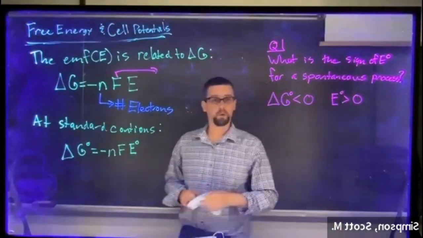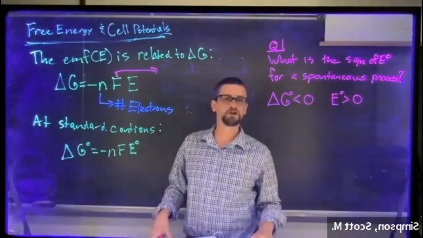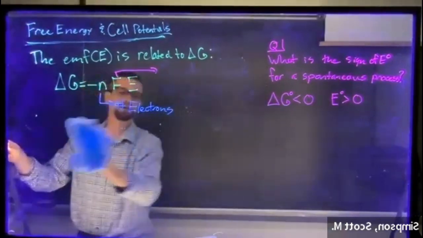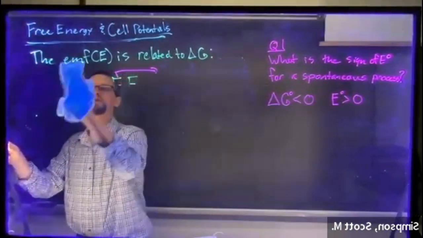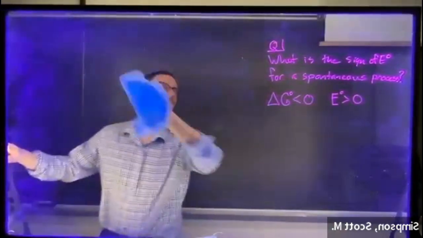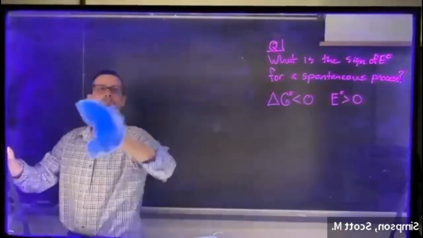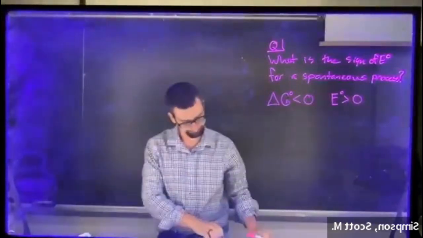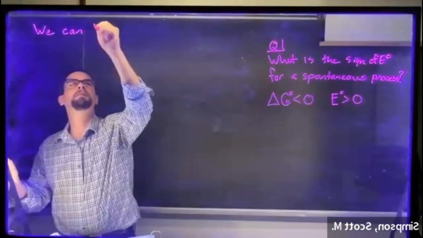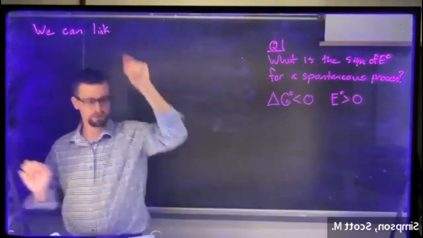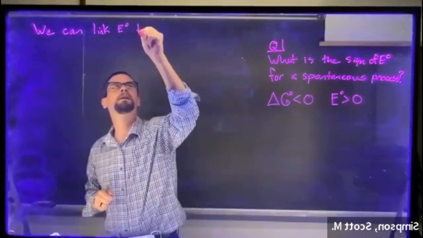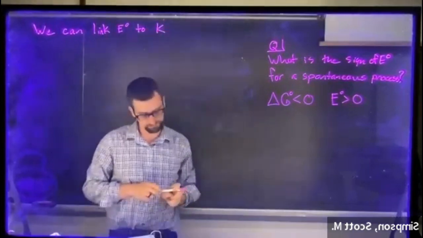Okay, so I said it earlier, since we're talking about a delta G, we can actually link that delta G to an electromotive force, and we can get that delta G connected to an equilibrium constant. So we can link our standard electromotive force, E naught, to the equilibrium constant.